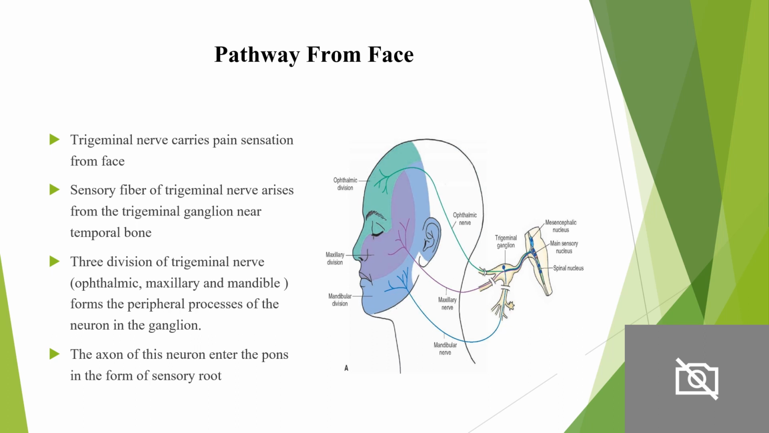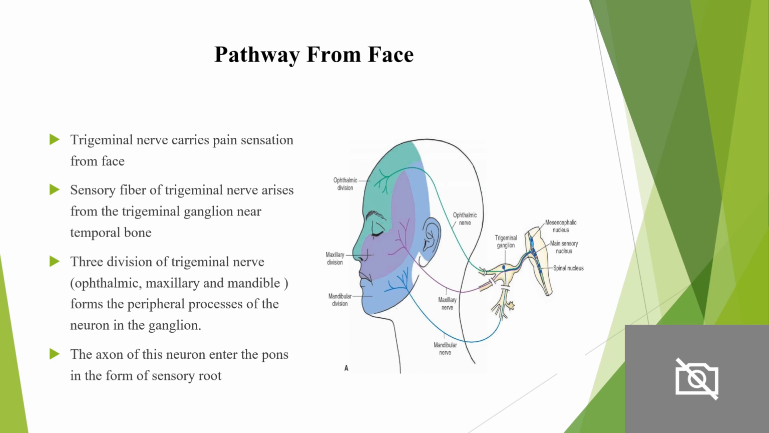Okay, so the sensory fiber of the trigeminal nerve arises from the trigeminal ganglion near the temporal bone. Here only it will be present. So in the temporal bone, the trigeminal ganglion is present. From here the sensory fiber of the trigeminal nerve arises.